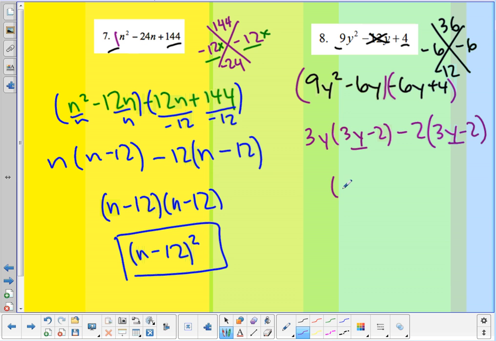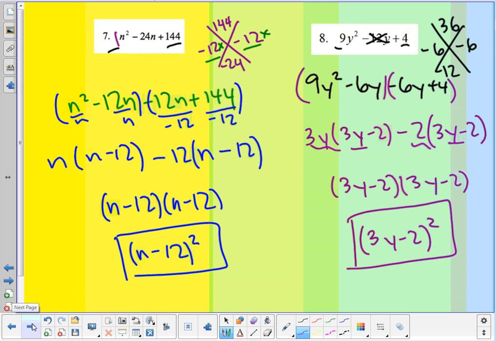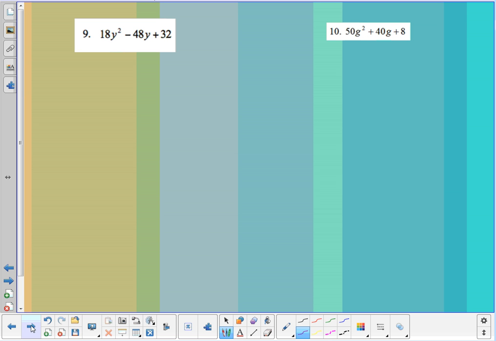Same, 3y minus 2. Outsides, 3y minus 2. There's my perfect square trinomial. So I have 3y minus 2 quantity squared, and there it is. Okay, a couple more examples.